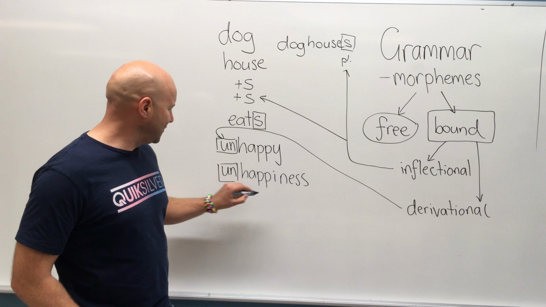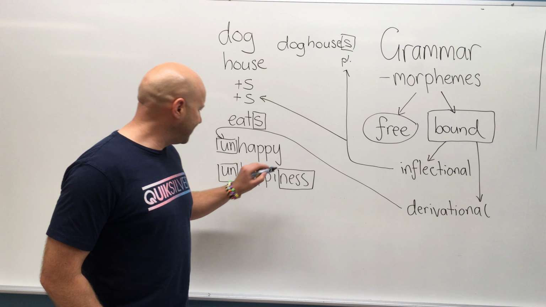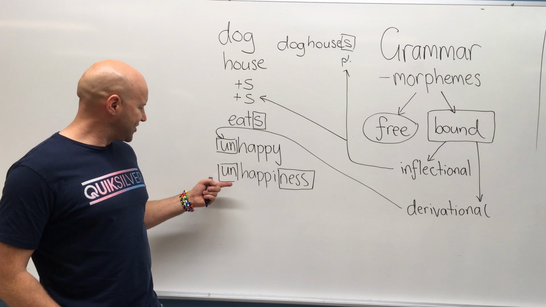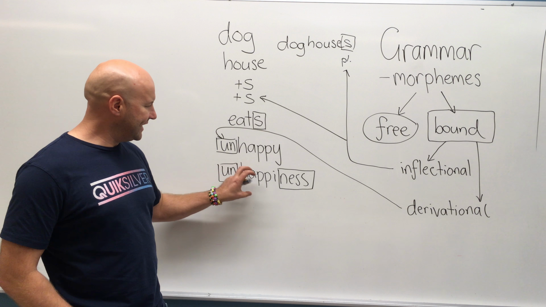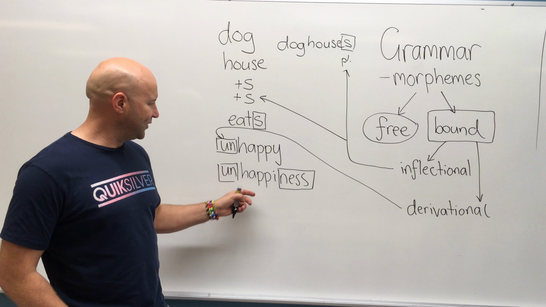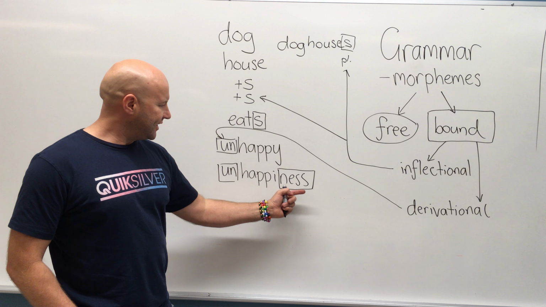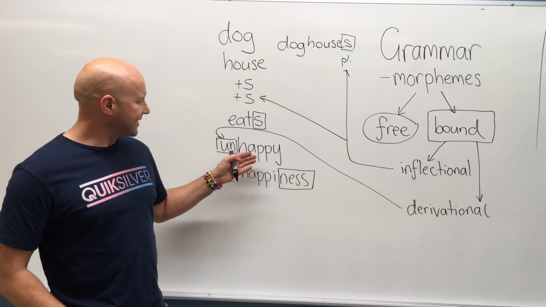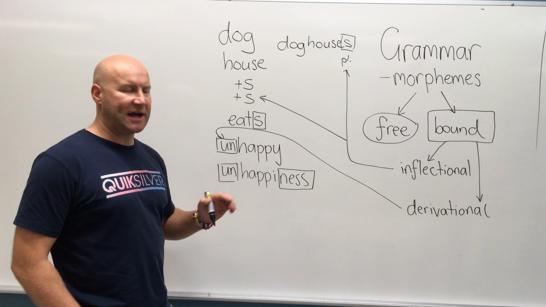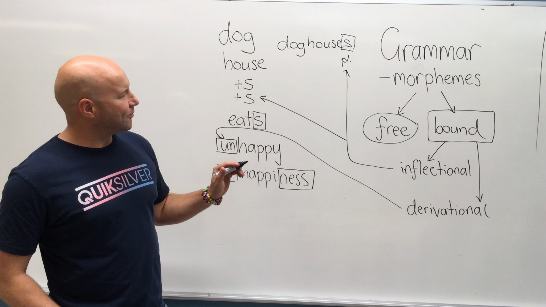So here we have two derivational morphemes. One that changes the semantic meaning of the word, and one that changes the class of word, in this case from adjective to noun. So this is what you need to know about morphemes.